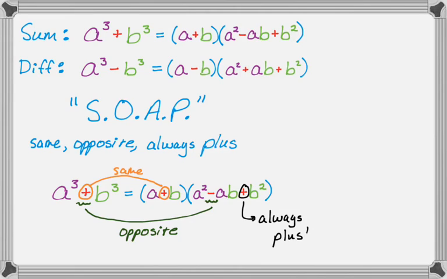So whether it's a sum or a difference of cubes doesn't make a difference. If you look at the difference of cubes, we see a minus and minus, so that's the same. And then it's a difference of cubes, so it has a minus in it. But then here and here, we're going to have opposite, and then at the end, that's always going to be a plus sign. And so when you're factoring these, that's all you really need to remember.